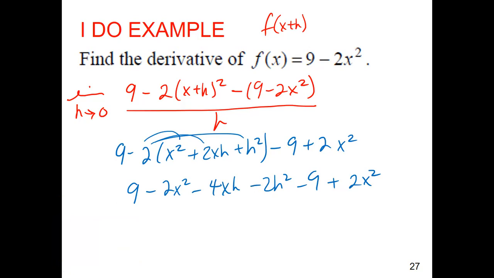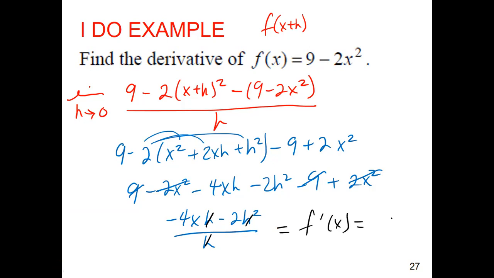What goes away? The 9s, the 2x squared terms, and that's it. So we're left with negative 4xh minus 2h squared all over h. And then what eliminates? Your h's. After your h's are gone, you're left with your derivative equals negative 4x minus 2. And that is the derivative of 9 minus 2x squared. And that concludes 12.3.